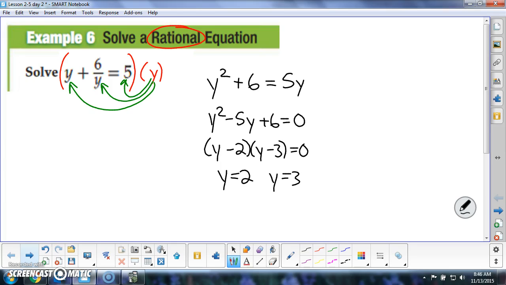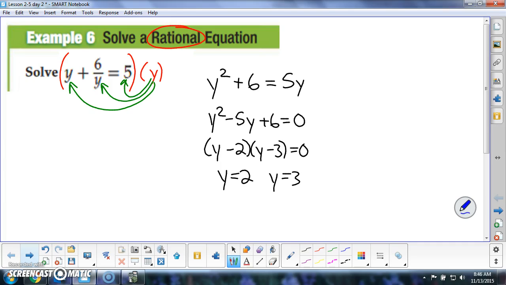Now, one of the things you have to do with rational equations is check to see if these answers are extraneous. An extraneous solution is one that works out algebraically using all the rules of algebra, but doesn't confirm numerically. So, how do we check if they're extraneous? We put them back in.